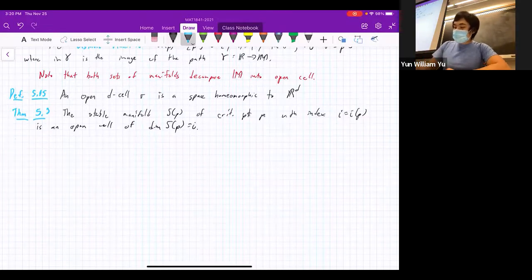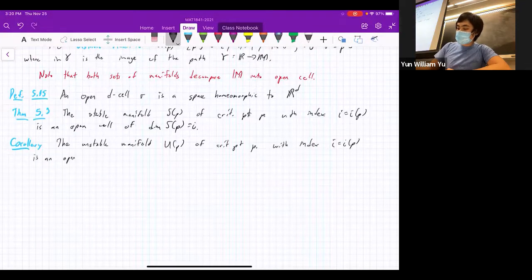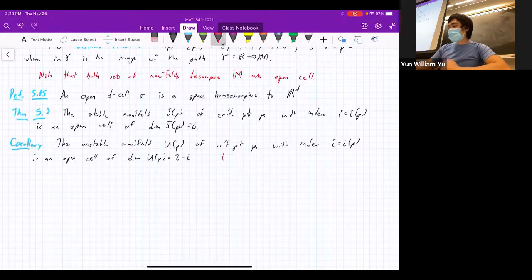And a corollary of this is that the unstable manifold, which is what I just said, U of P of a critical point P with index I, I of P, is an open cell of dimension dim U of P equal to D minus I, where D is the dimension of your manifold. So here we're dealing with 2D manifolds.